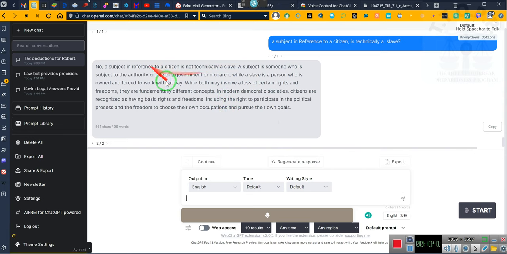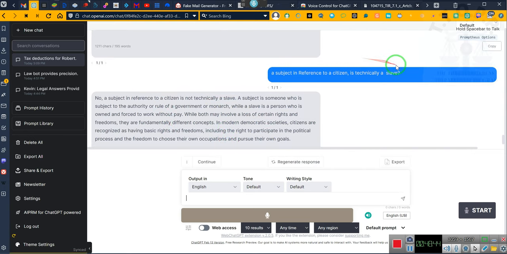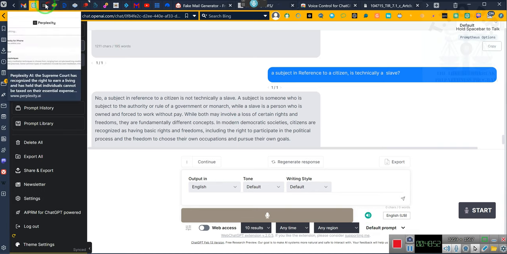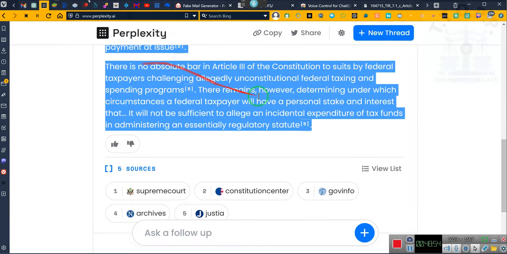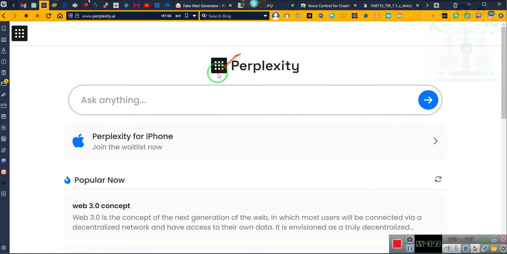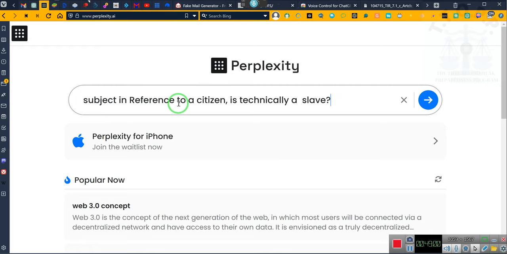Being a citizen is not the same as being a slave, as a slave is a person who is owned by another person and is treated as property. Watch this. A slave is a person who is owned by another person and is treated as property. And in the United States, are not people treated as property?